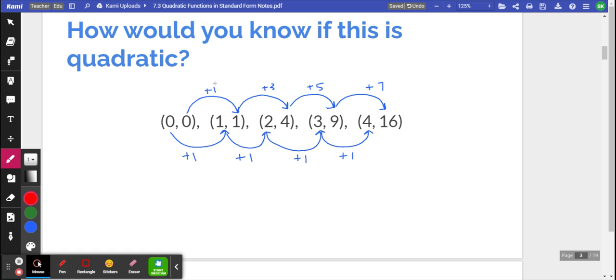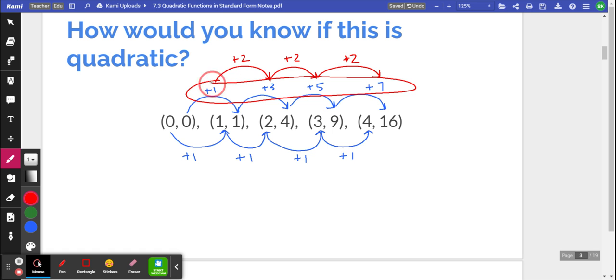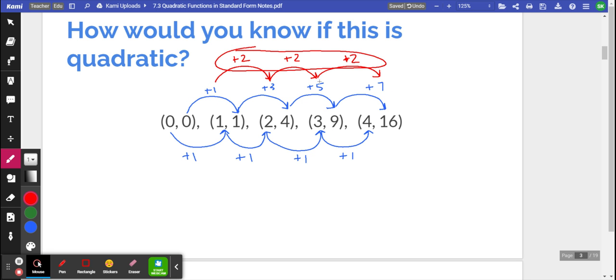Here's what I'm going to do. Let's look at the change in the differences. What do you notice? Do you see that the differences are going up at a constant rate? With these points, I see that our first differences are not constant, but our second differences are definitely constant. This is how we know that this set of points is quadratic.